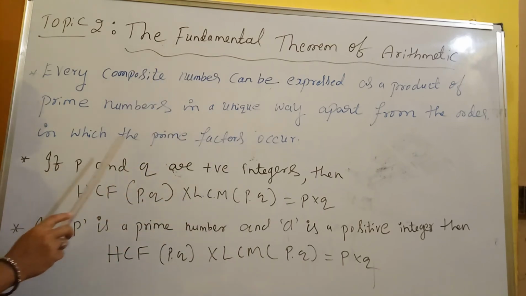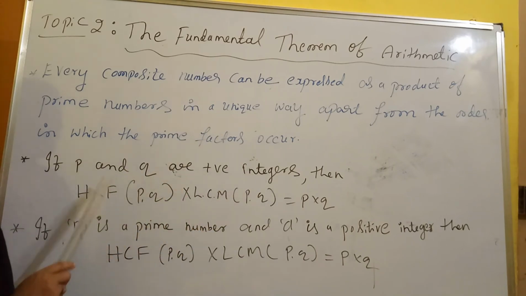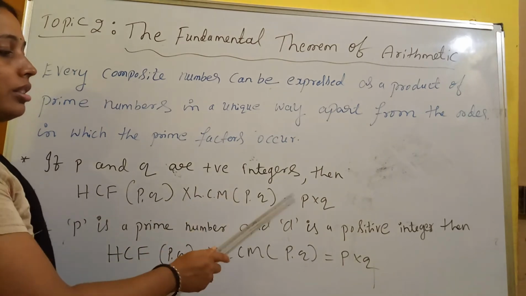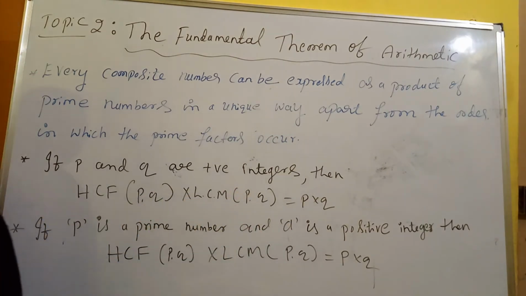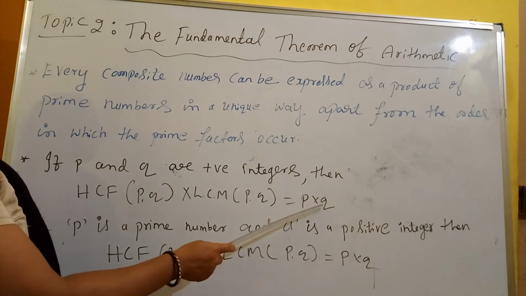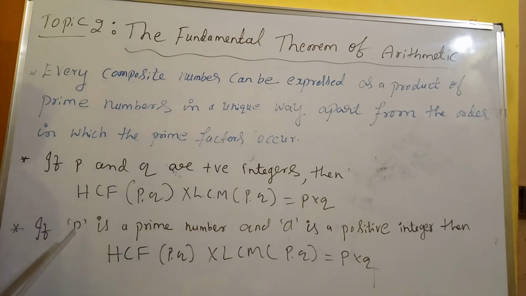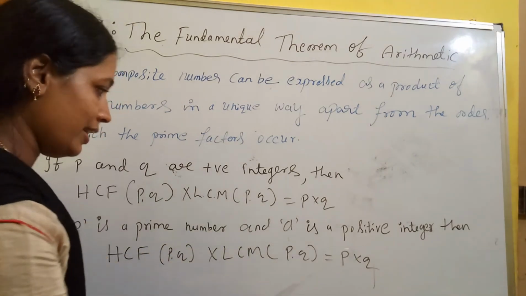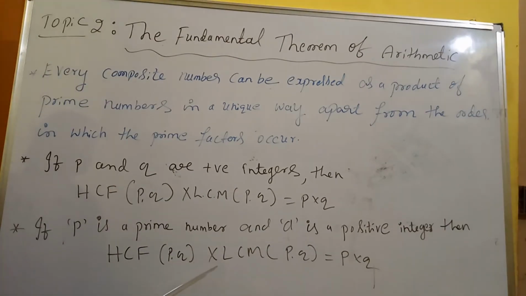For example, if P and Q are any positive integers, then the HCF of the two numbers times the LCM of the two numbers is always equal to the product of the numbers. That means the product of HCF and LCM is always equal to the product of the numbers. Here P is a prime number and A is a positive integer. Then HCF of PQ is equal to LCM of PQ, that is equal to the product of P into Q. So keep this point in your mind.